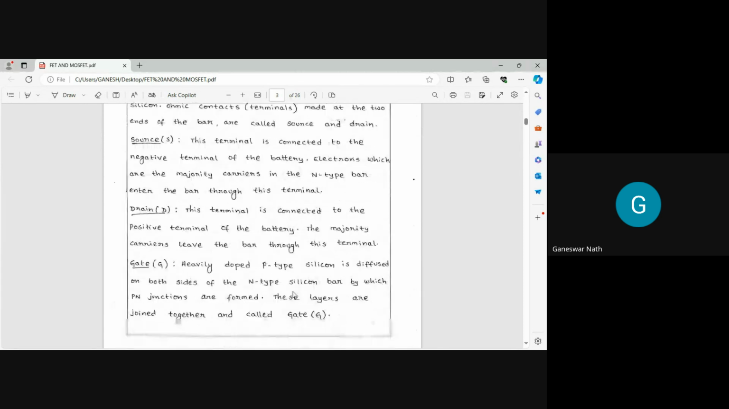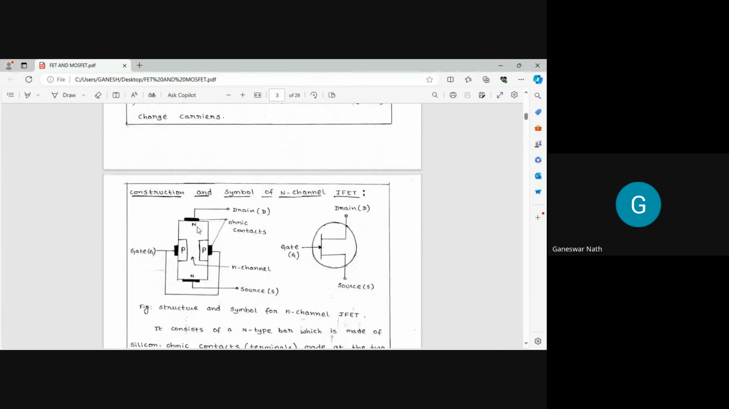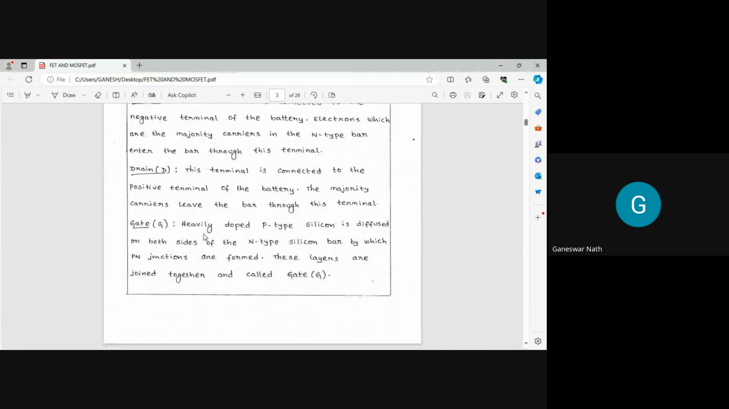Now I'm coming to the drain. So which is the upper terminal? This is called the drain. This terminal is connected to the positive terminal of the battery. The majority carriers leave the bar through this terminal actually. So this is one of the advantages, maybe a concept, for the n channel FET.